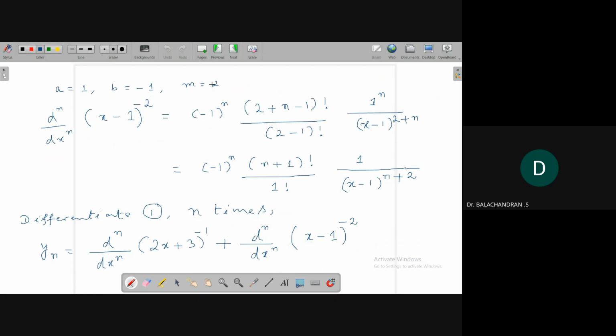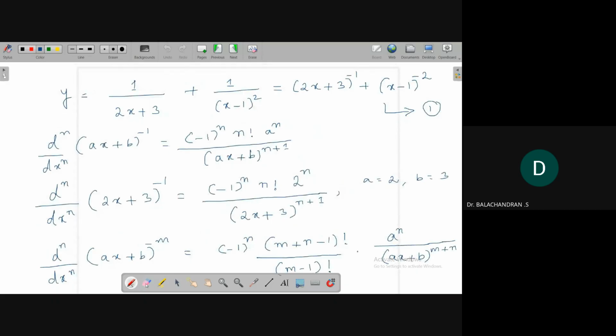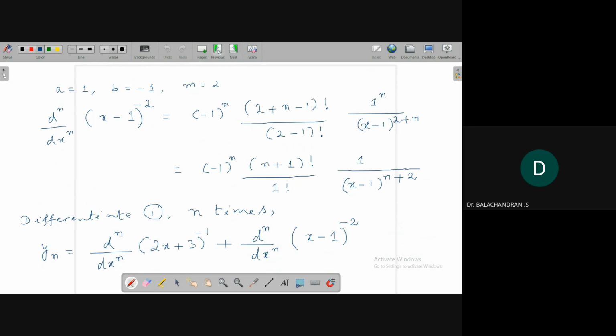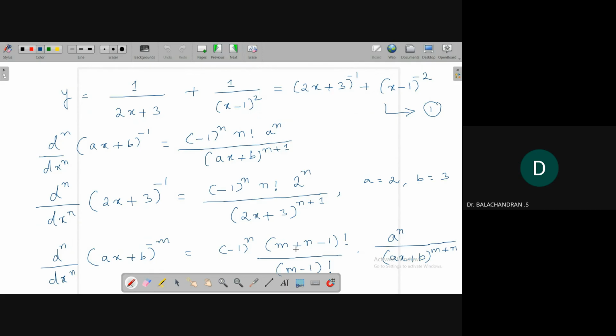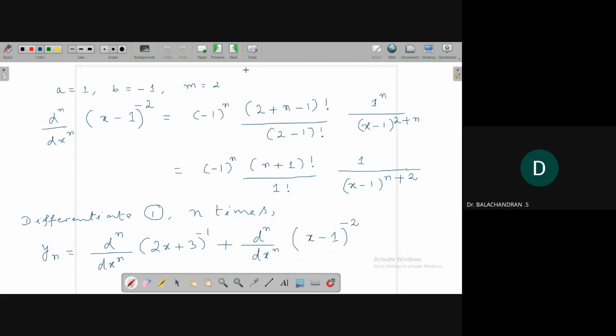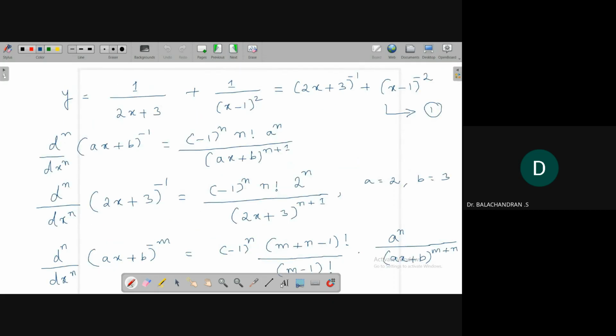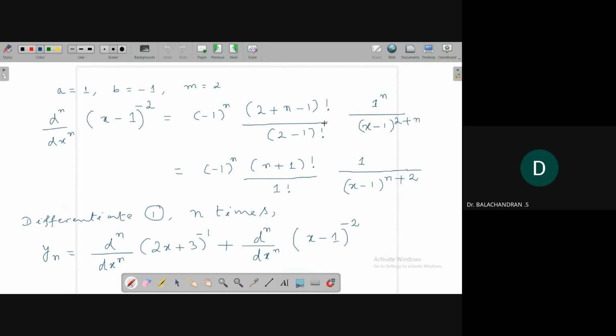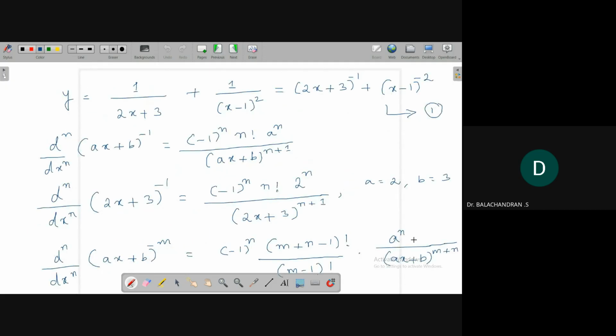Okay, so nth derivative of x minus 1 whole power minus 2. Substitute, which is equal to minus 1 whole power n into m plus n minus 1 factorial divided by m minus 1 factorial. What is m? M is 2. So 2 minus 1 factorial into a power n, by ax plus b whole power m plus n.